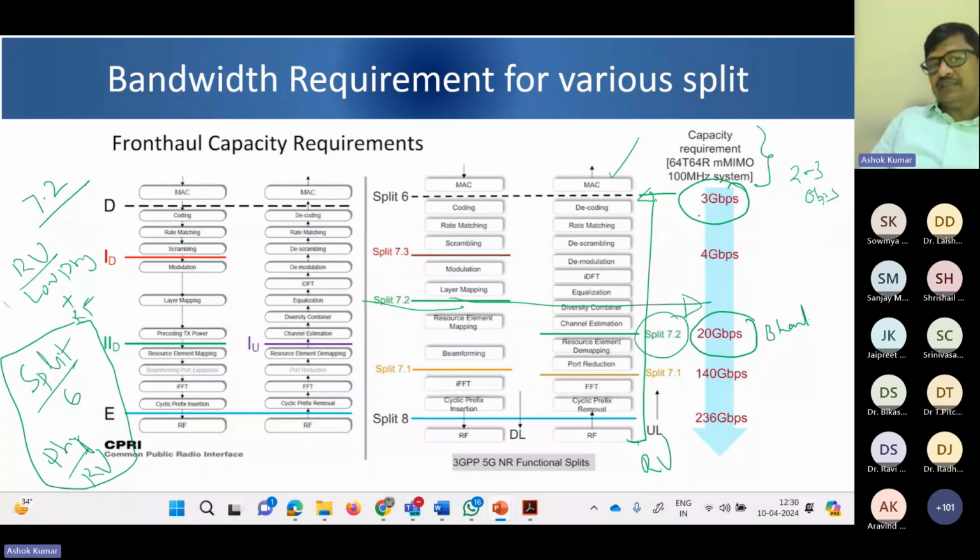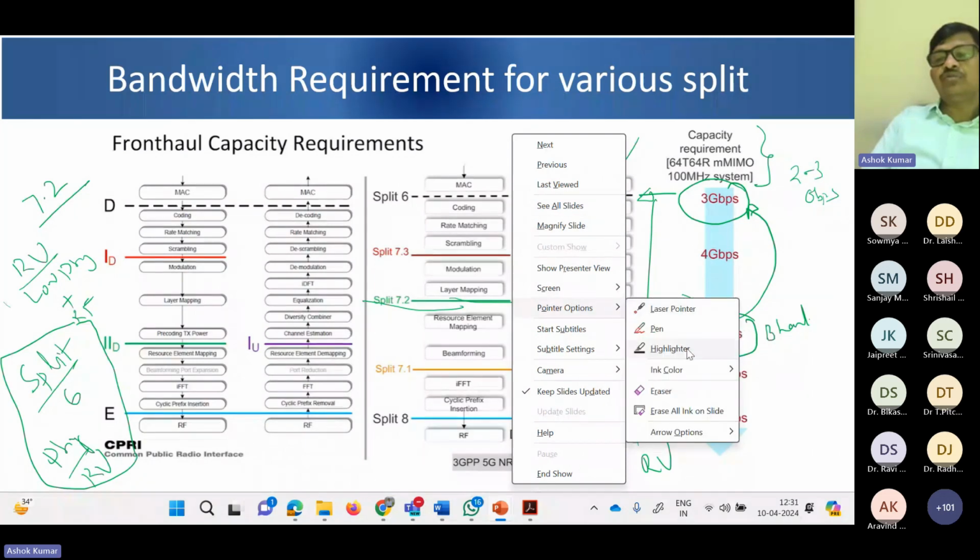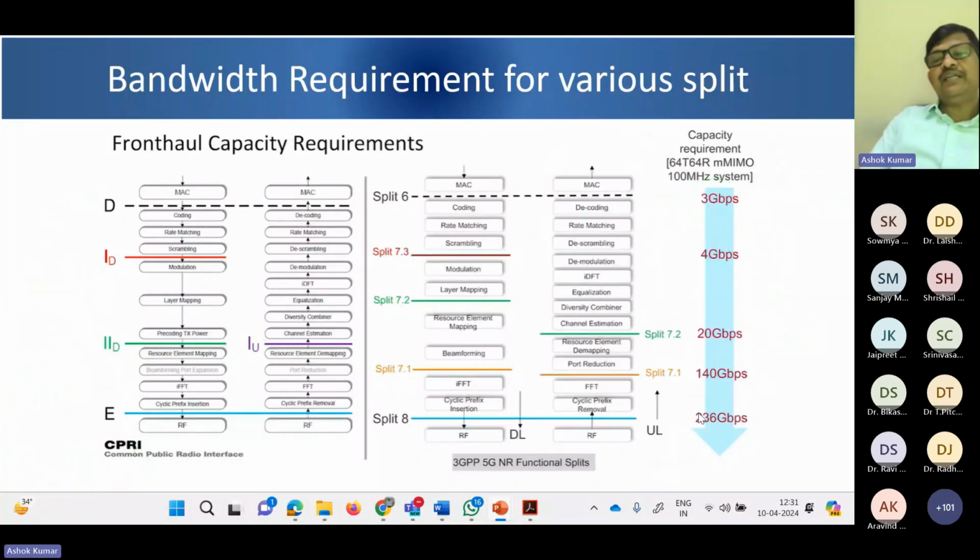And that's why I said that in case of a small cell deployment, the suggestion is to use split 6, so that our backhaul requirement reduced drastically from say 20 Gbps to 3 Gbps. So this is one of the very important considerations to decide which split I want to use in 5G deployments. Any questions here?